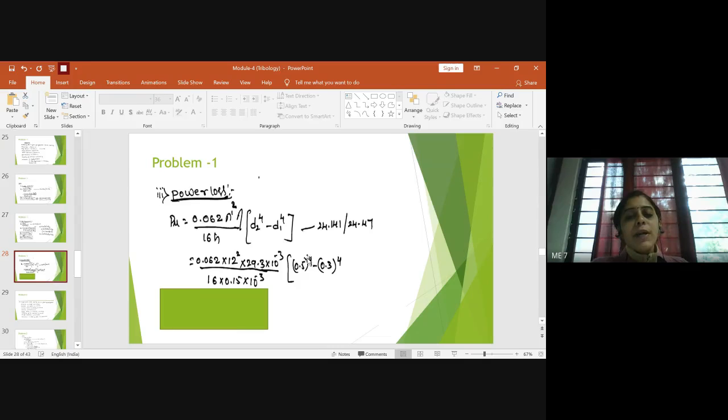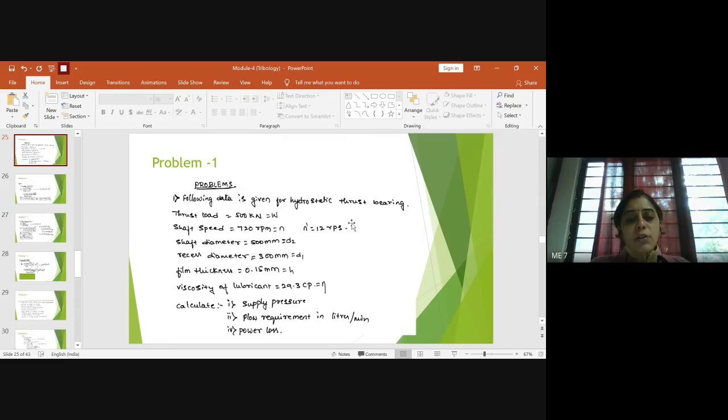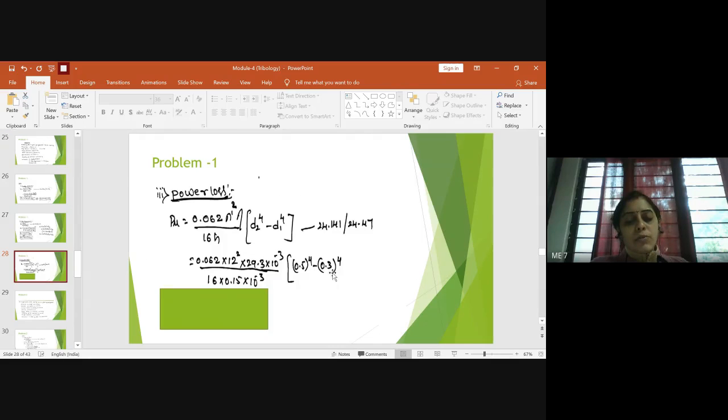Write 0.5 whole to the power 4 minus, again check the value of D1. The value of D1 is the recess diameter. It is given in the question as 300 mm. Convert that into meter. It will be 0.3 or 300 into 10 to the power minus 3. Hence you write in terms of meter. Don't forget to write to the power of 4. Please close the bracket over here.